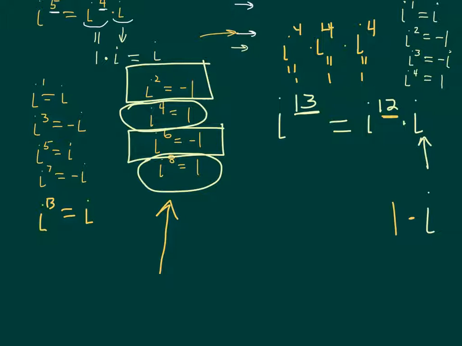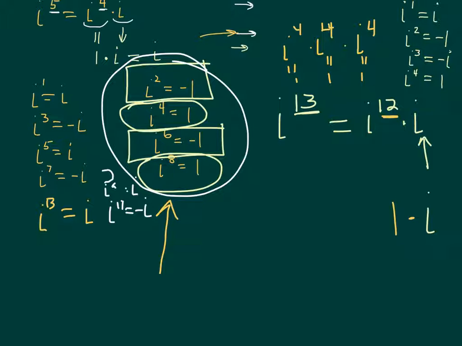And if we were to go through our jumps over here, i to the 7th is negative i, i to the 9th would be positive i, i to the 11th would be negative i, so therefore i to the 13th is going to be positive i. So as you jump your odd numbers, the sign of i changes, just like as you jump your even numbers, the sign of 1 changes.